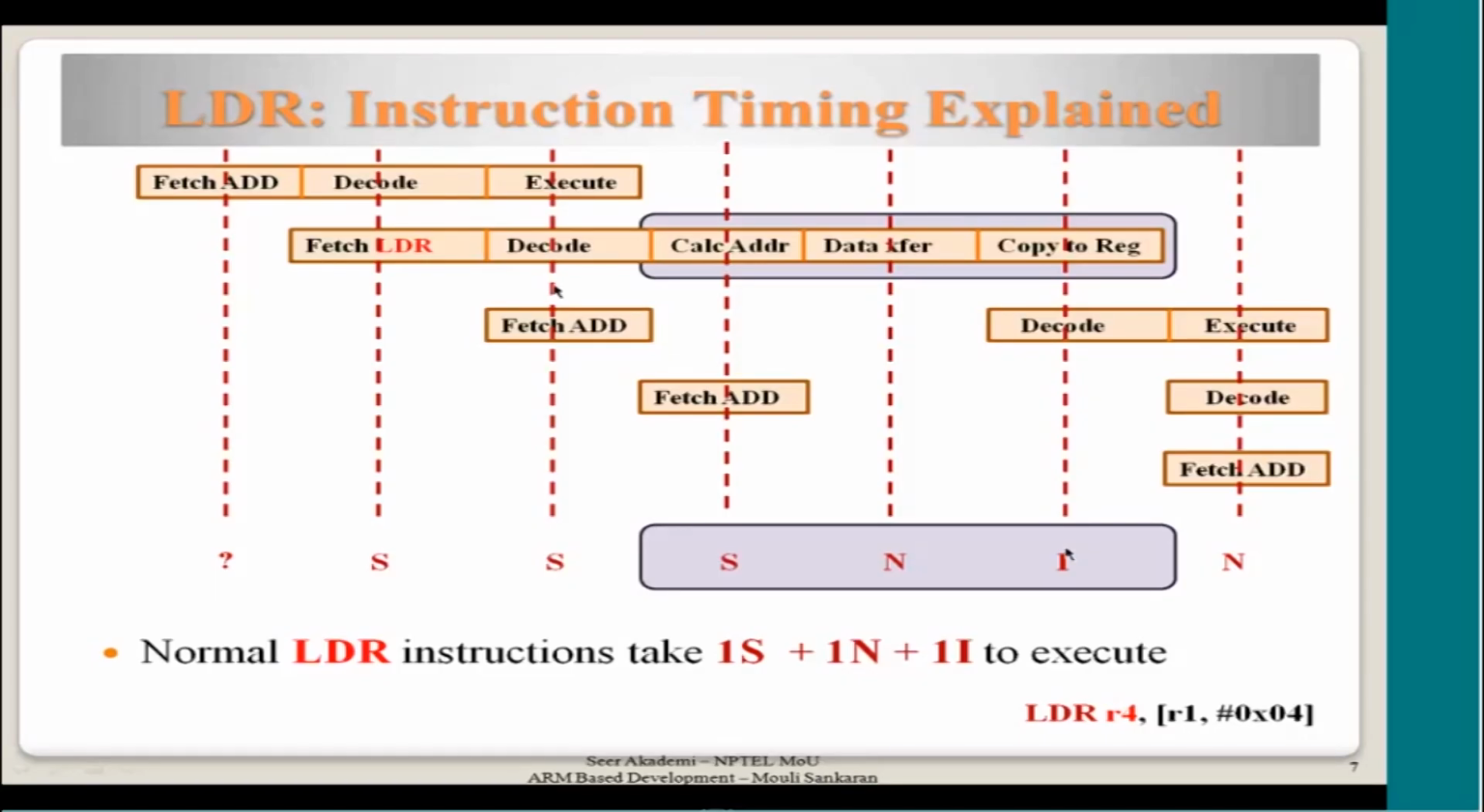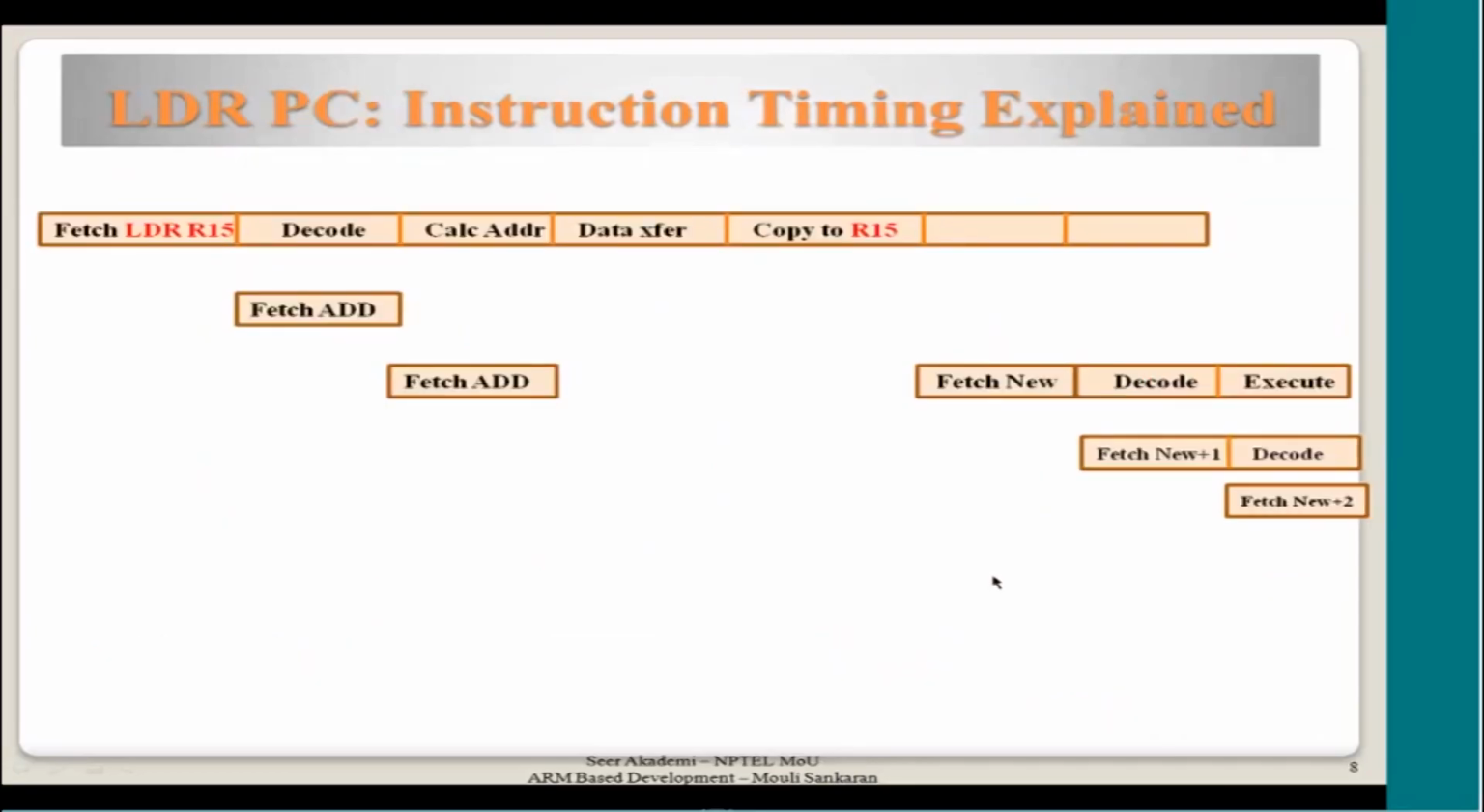Now I will ask you another question. Suppose LDR involves the R15, that is the PC. What is the impact of that particular instruction? That is what we will see next. You may see that there is a big gap, a lot of gap in between. Let us see. Let me explain what is happening.